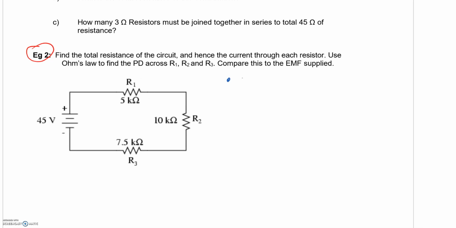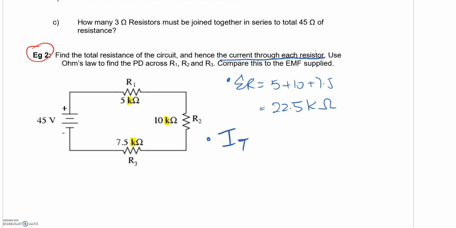So first one is the sum of the resistance. What do we got? 5 plus 10 plus 7.5, 22.5 kilo ohms. Don't forget that. Always look at the diagram. Tests and exams, yeah, that'll get you if you're not watching. Hence the current through each resistor. Well, the current through each resistor is going to be the same, which is your total current. Now, I is equal to V on R.